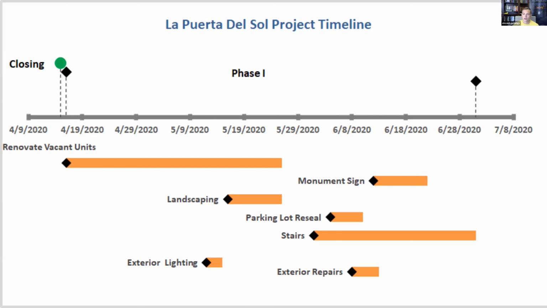All right. This is our Gantt chart for our project timeline, phase 1. This is kind of where we're at. As we're trucking along down this line, you can see we're at the point where the monument sign's just about ready to go in. The parking lot reseal is going to be finished up tomorrow, I think, tomorrow or Thursday. They're supposed to be done. And then the stairs are going to be getting started. So that's where we're at right now. I think the renovation of vacant units got pushed down a little bit.